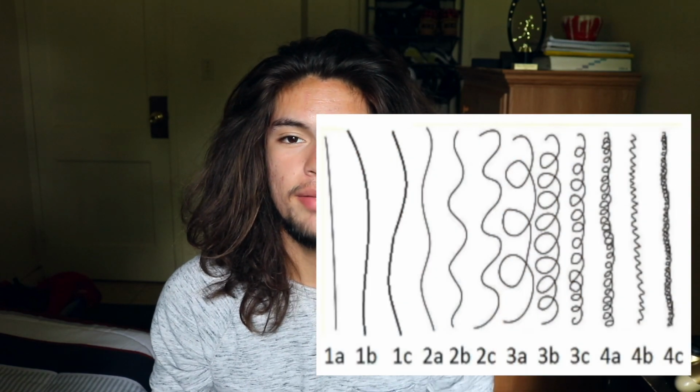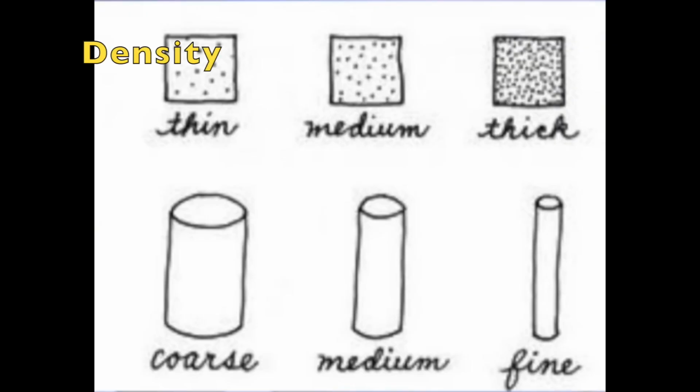So the numbers in the scale determine if you have straight, wavy, curly, or kinky hair. That's what the number determines. And then the letters are the subcategories. There's two parts of the subcategory. So first you got the density of your hair, and you got the thickness of your hair. So first let's talk about the density of your hair.